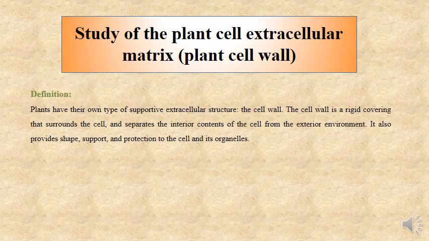The cell wall is a rigid covering that surrounds the cell. It makes a separation between the interior contents and the exterior environment. It provides shape, support, and protection to the cell.